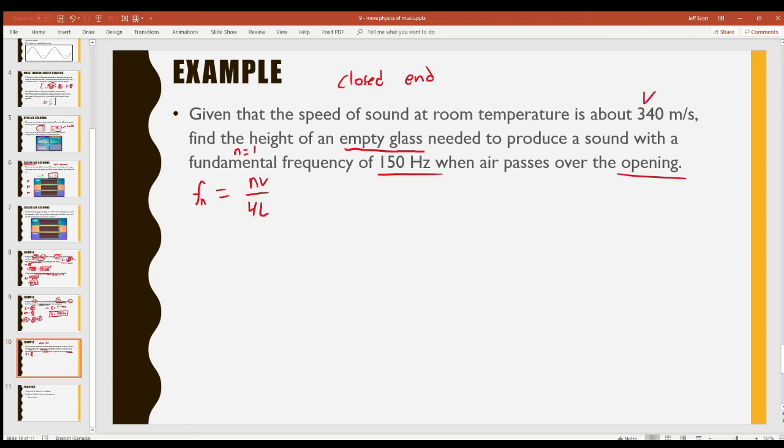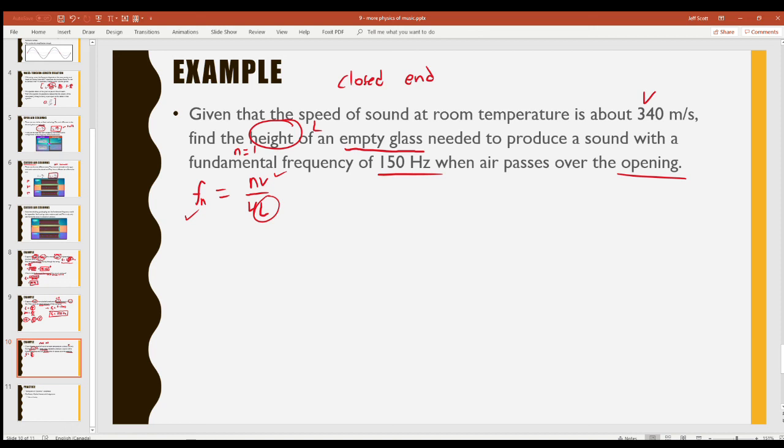We know what our velocity is, it's 340 meters per second. What we're trying to do is find the height of that, so in other words, the length of this glass, in order to produce that sound. So we know our frequency, we know our velocity, and we're looking for length. This question is just a matter of using a little bit of algebra, so even though it might have seemed a little bulky at first, it's just a matter of plugging in the numbers that we already have into the equations that we already know.